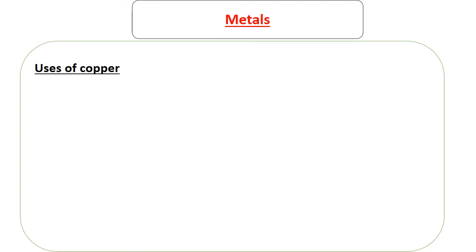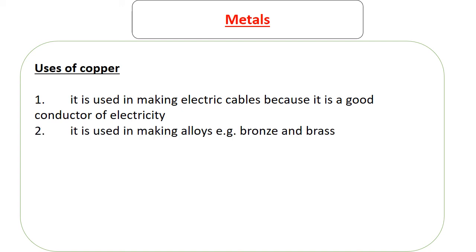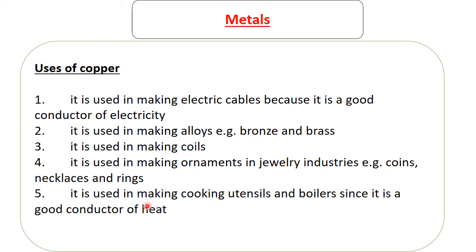So what are some uses of copper? First, it is used in making electric cables because it is a good conductor of electricity, just like aluminium. It is used in making alloys, e.g. bronze and brass, just like aluminium. It is used in making coils. It is also used in making ornaments in jewelry industries, e.g. coins, necklaces, and rings. Also, it is used in making cooking utensils, just like aluminium, and boilers, since it is a good conductor of heat.